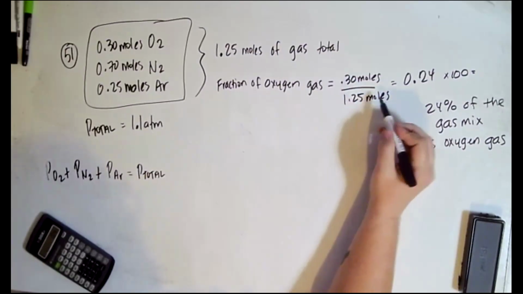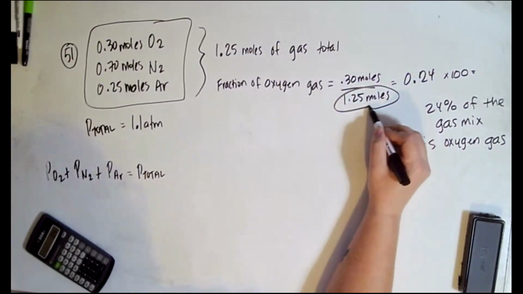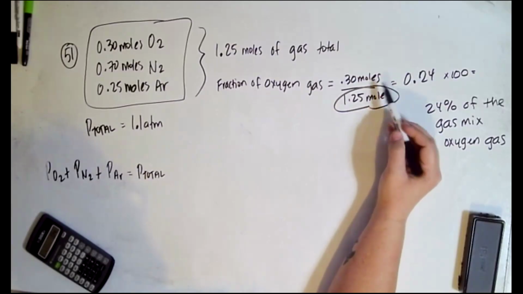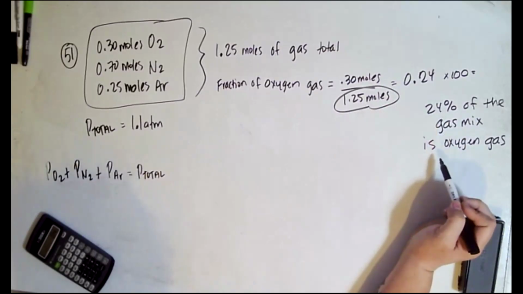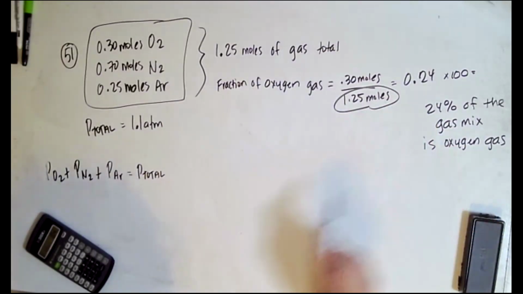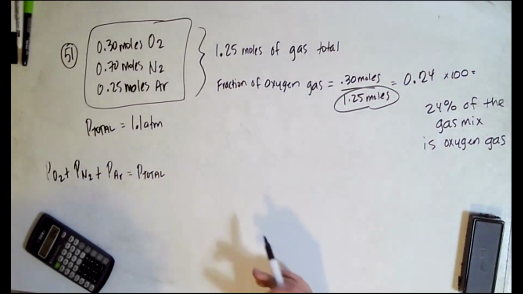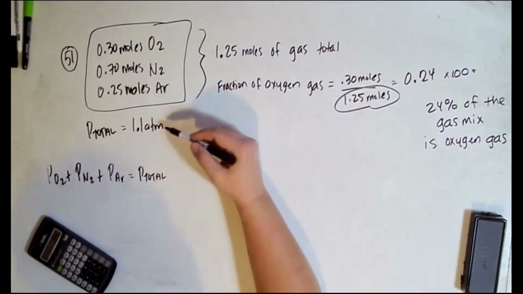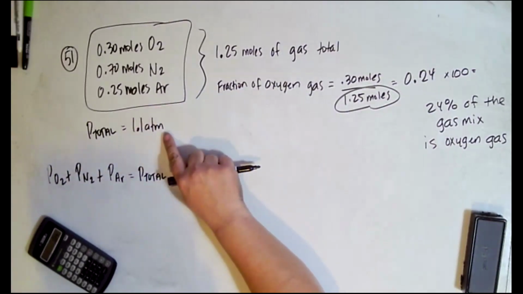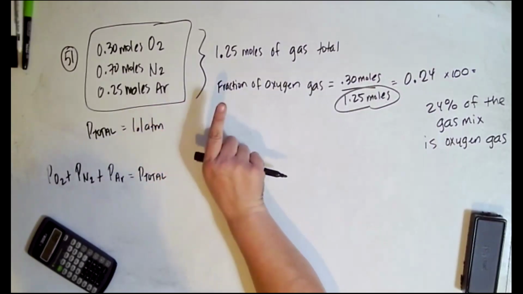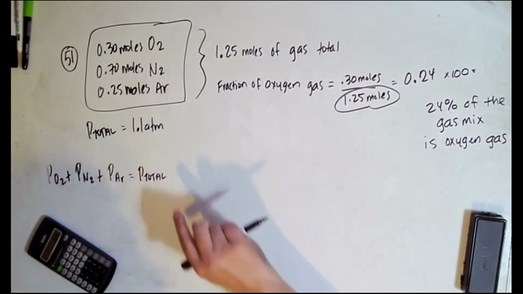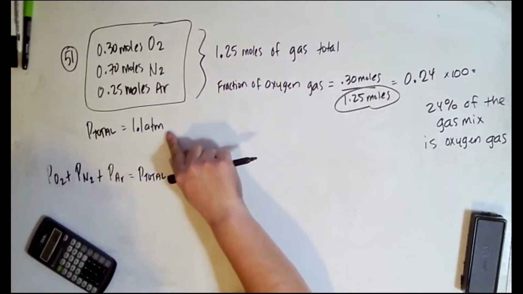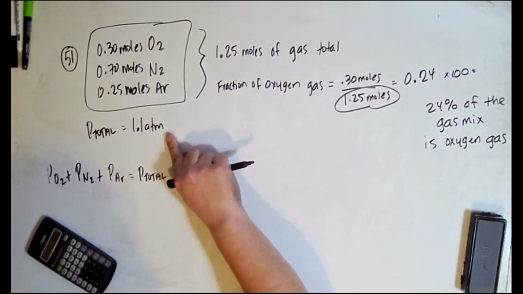It means that this is all of my gas, all three of them mixed together. 0.30 moles of that is just oxygen. So 24% of all of the gas in that mixture is oxygen gas. But what that means for the pressures, it means that 24% of the 1.1 atmosphere is oxygen's pressure. Okay. It means that 24% of this belongs to oxygen.